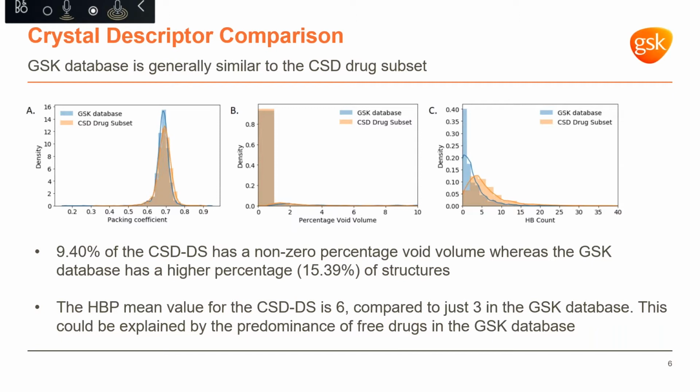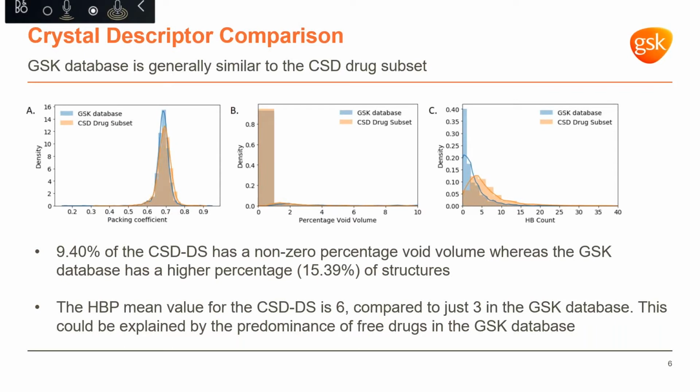They have non-zero void percentage volume, which could be attributed to the fact that the CSD drug subset contains a larger proportion of marketed products. So in our database, we don't have only marketed products. We have intermediates and many other kinds of structures, not only marketed products. Given that the CSD has a higher proportion of marketed products, these drug substances have optimized solid state properties.